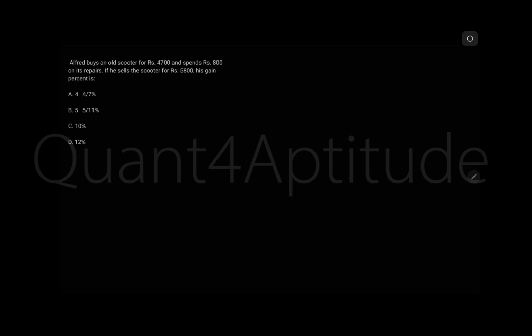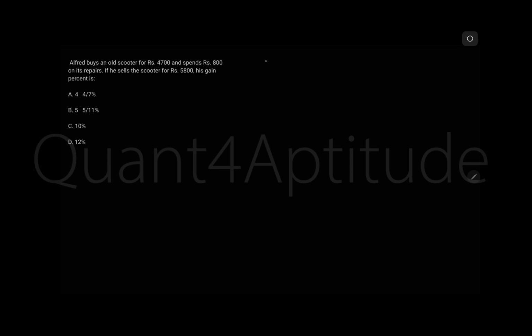To find out profit percentage, we need cost price and the selling price. Selling price is given straight away. The cost price is broken into two components. One is what you spent on buying and what you spent on repairs. So the net value would be your total cost price.